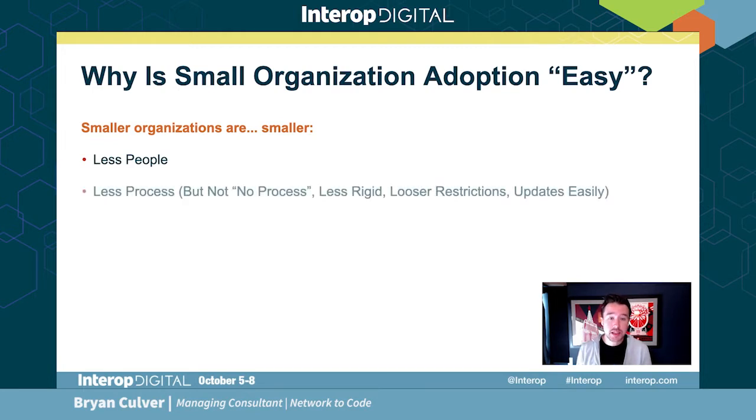They can have less process. It's not that they have no processes, but they're often less rigid, they have looser restrictions, and they update far more easily than in larger organizations. That's often because those processes are more memorized and handed down between teams than they are codified in systems and documents that need to be routinely updated and change controlled.